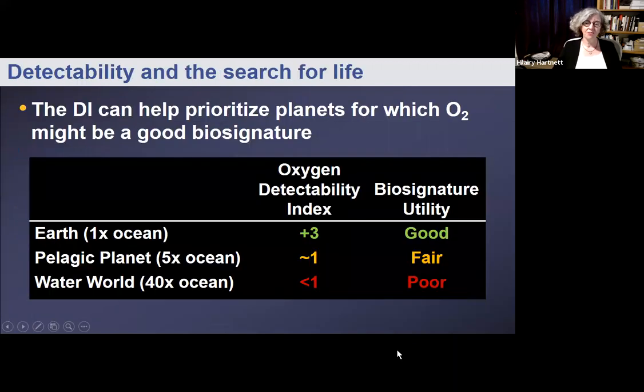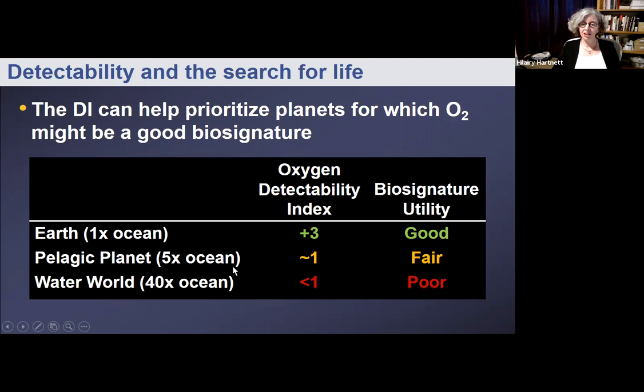So what have we learned? Any one of these planets could have oxygen in their atmosphere, but we need to know something about their non-biological geochemical cycles to assess whether it's plausible that the oxygen is produced by life. So let's look at what I showed you. Earth, with 1 ocean of water, has a detectability index of 3 because biology produces orders of magnitude more oxygen than photolysis of water. Therefore, oxygen has the potential to be a very useful biosignature.